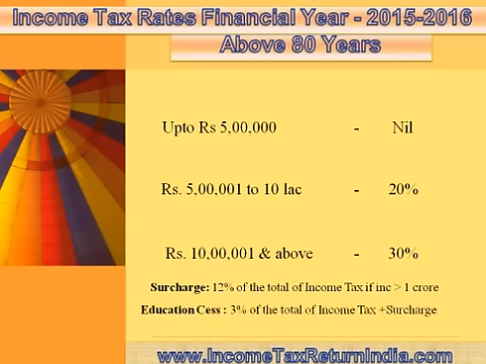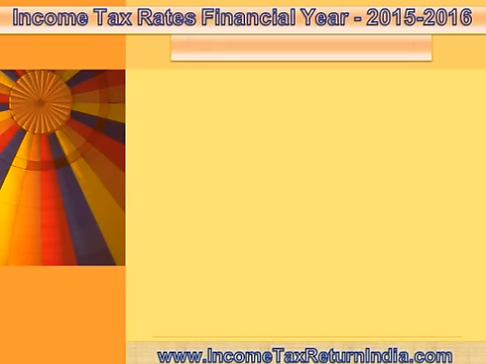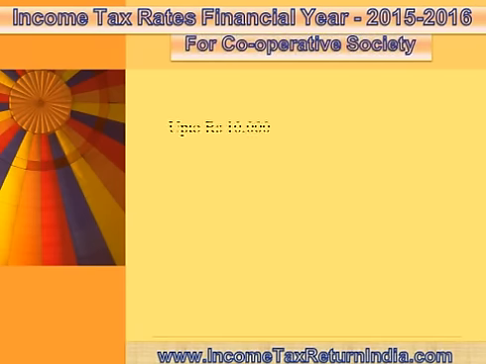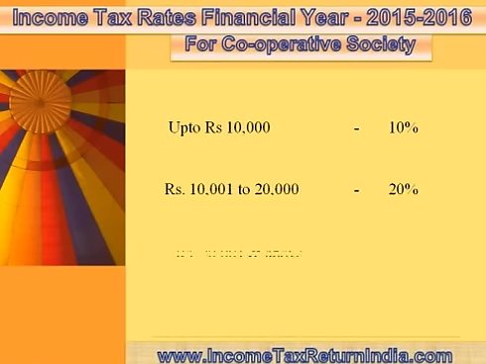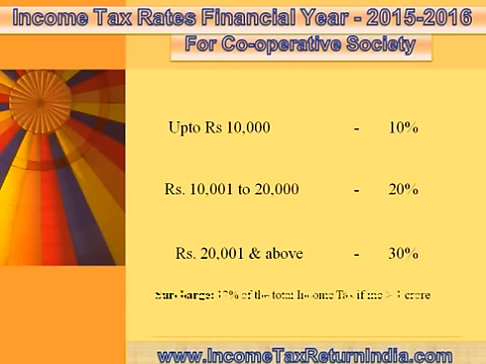Moving on to the other category, which is cooperative societies. For the cooperative society, if income is up to 10,000 rupees, the tax is 10%, and if income is between 10,000 to 20,000, the tax rate is 20%, and if income is above 20,000, the tax rate is 30%. Again, surcharge is 12% if income exceeds 1 crore. There is education cess on total income and surcharge.